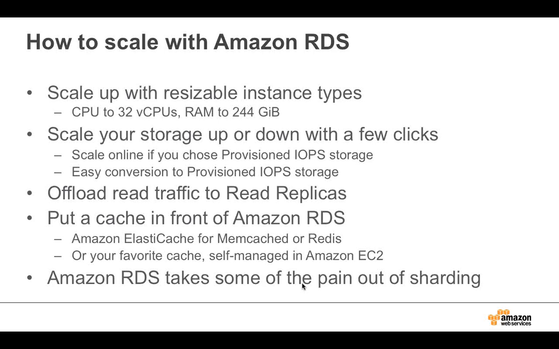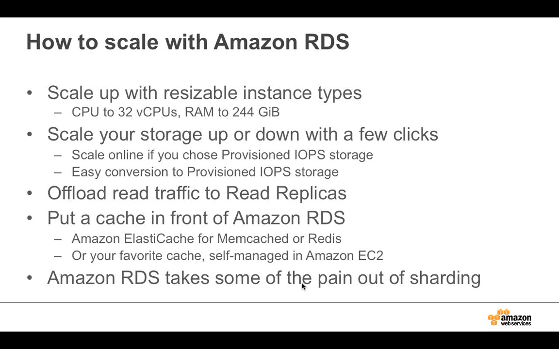You can scale your instance types. If you need more CPU or more memory, notice that you can go all the way up to 32 virtual CPUs in a given instance. Or you can scale your memory all the way up to 244 gigs. You can scale your storage. There's an error on the slide.